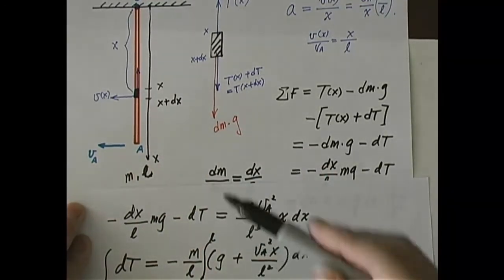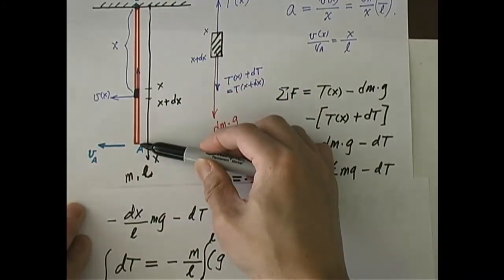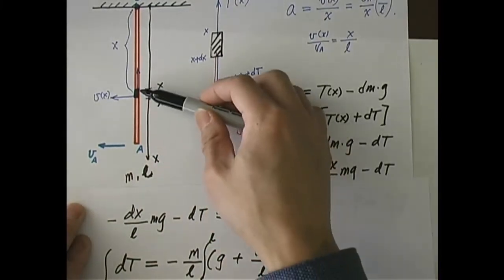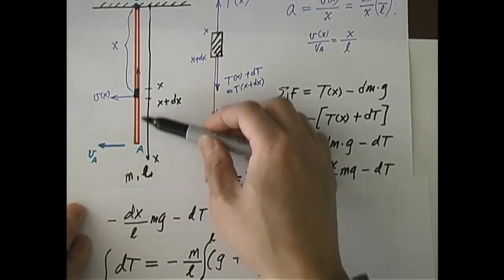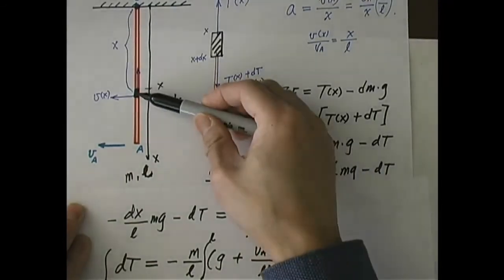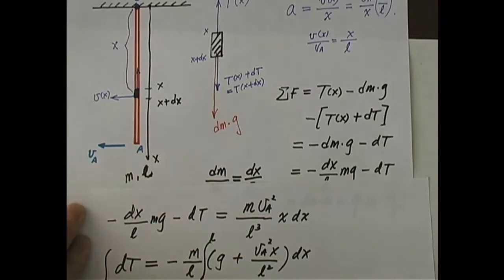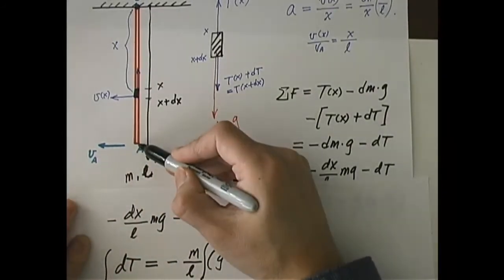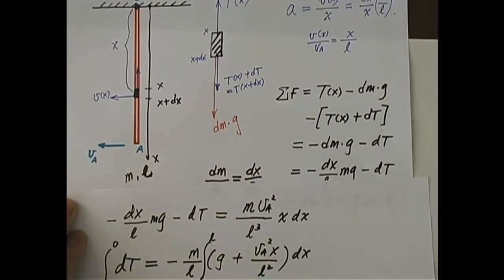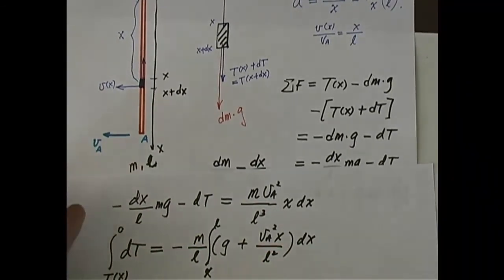So why don't I integrate from a certain location x all the way down to x equal to L, because I know exactly what happens at that point. That's T equal to 0. So the lower limit is x, the upper limit is L. Okay, so I integrate from x to L. This is the starting point, this is the end point, right? At the starting point, the tension is T at x. The end point is the tension at L, which is 0. Okay, we're now ready to finish this integration.